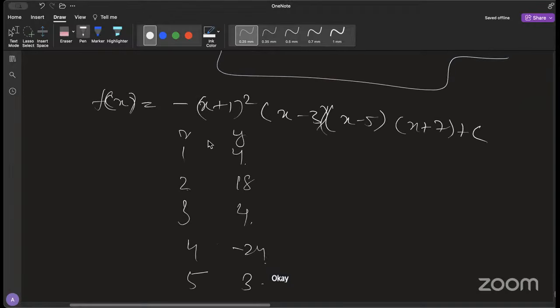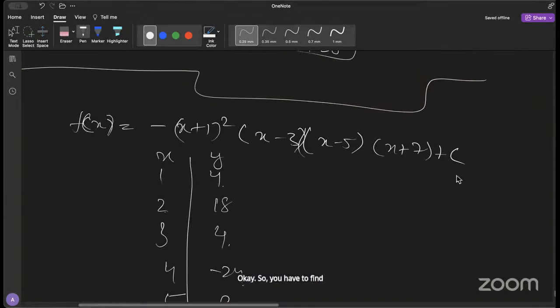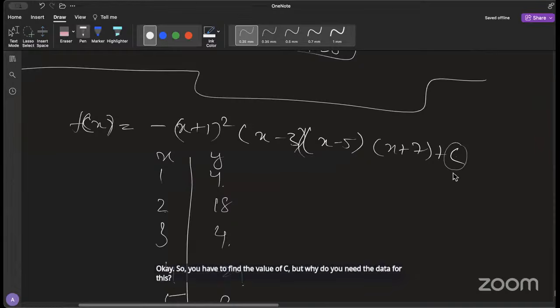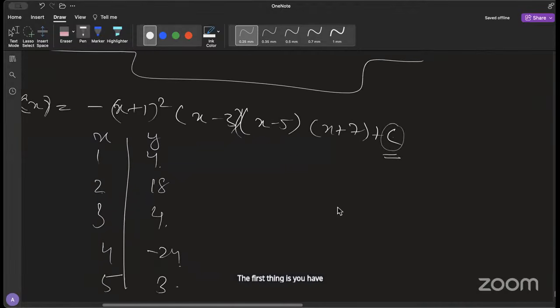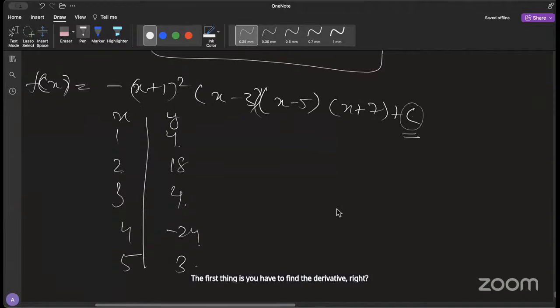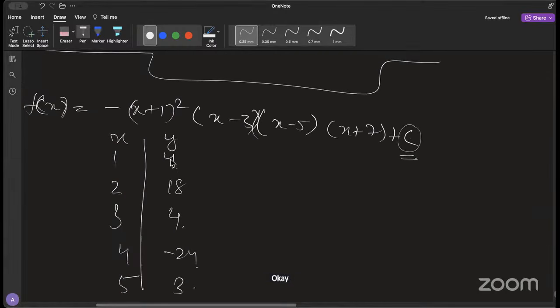Okay. So you have to find the value of C. But why do you need the data for this? If you have to find the value of C such that this thing is minimized, the first thing is you have to find the derivative, right? And then you have to equate the derivative to 0. Okay. Got the question now.